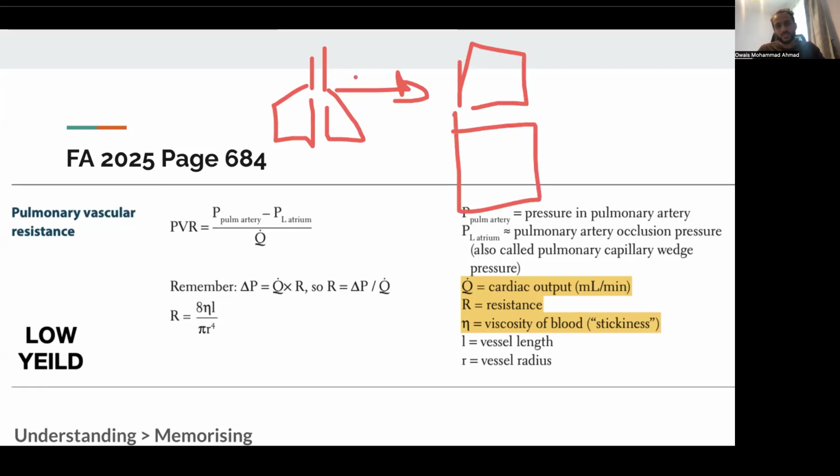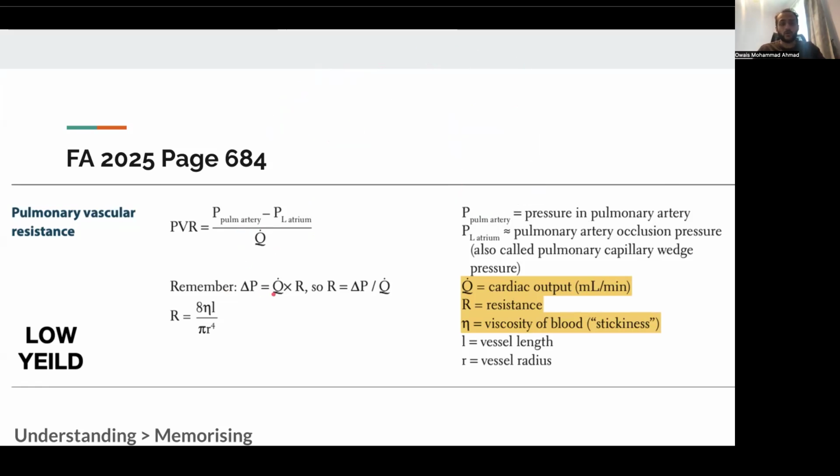So it's essentially saying this artery over here minus the atrium over here. What's the difference? What's the pressure gradient? That's going to be over the cardiac output. Now remember, change in pressure, which is the same as this, which is pulmonary artery pressure minus left atrium pressure, is equal to Q times R.